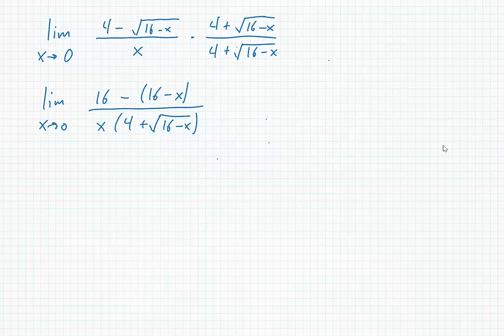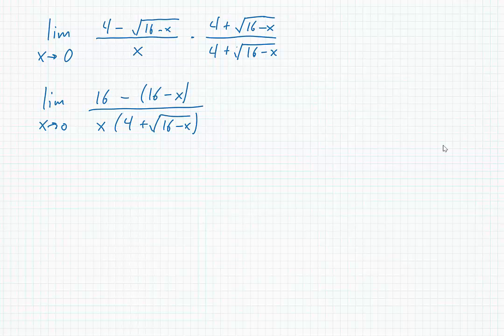Now, what happened in the top? Well, we multiplied the 4 by the 4, and we multiplied the square root of 16 minus x times the square root of 16 minus x. 4 times 4 is 16. Square root of 16 minus x times square root of 16 minus x just leaves us with 16 minus x. And when we multiply those together, one was negative, one was positive, so we ended up with a minus. But we're really using kind of FOIL here, so we're also multiplying the 4 from the first numerator by the square root of 16 minus x in the second one. That gives us a plus 4 square root 16 minus x.